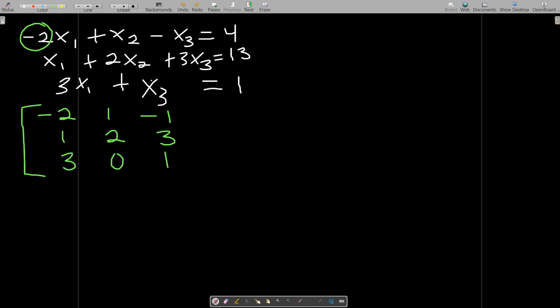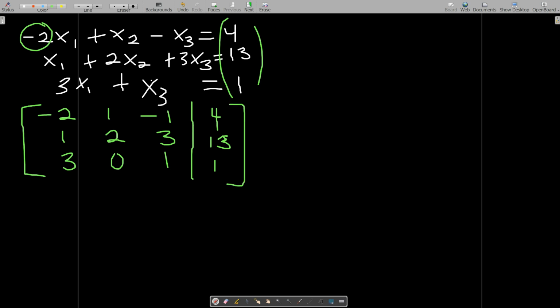After writing this for your equations, this is what we call the coefficient matrix. Now you bring a slash like this to differentiate between the coefficients of the variables and the constants. So we write these at this side. You have 4 in the first equation, 13 in the second equation, and 1 in the third.